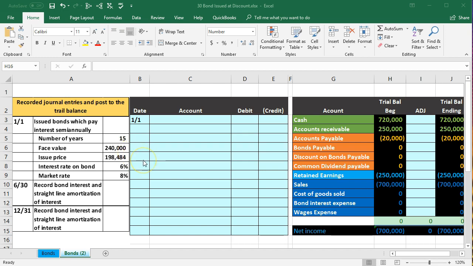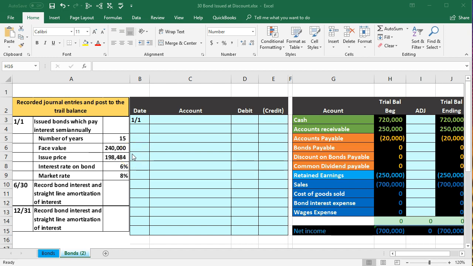And then in a time value of money problem, which we'll look at later, we talk about, well, if we had these two interest rates, how can we decide what possibly would be the issue price based on this information? So they're related, but in this problem, they're giving us the face amount and the issue price.